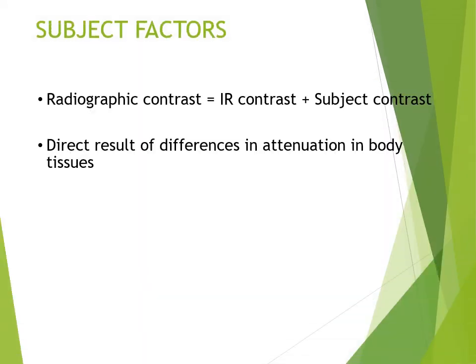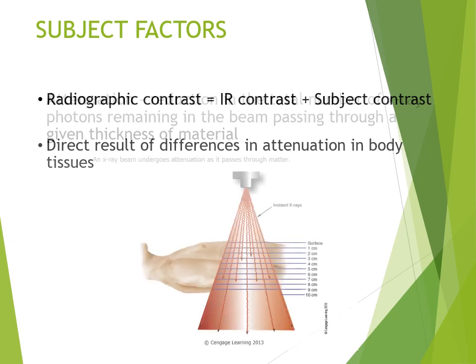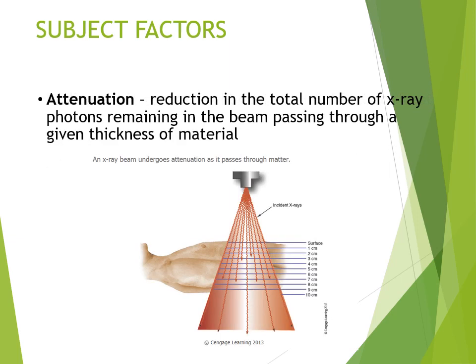So subject factors: we have radiographic contrast is equal to image receptor contrast versus subject contrast. It's a direct result of differences in attenuation in body tissues. So attenuation, by definition, is a reduction in the total number of X-ray photons remaining in the beam passing through a given thickness of material.